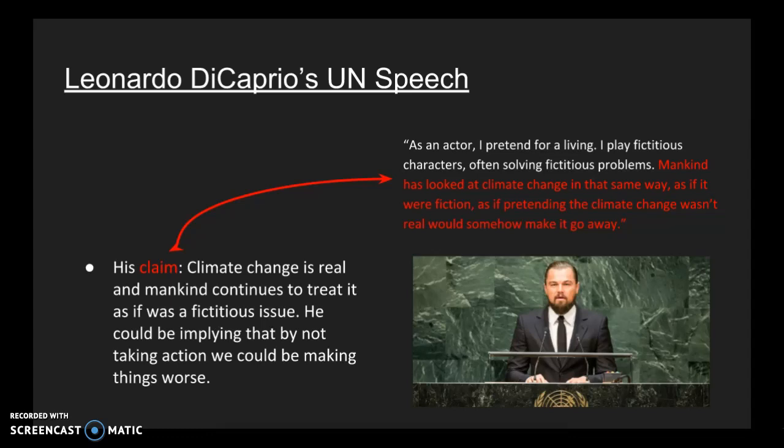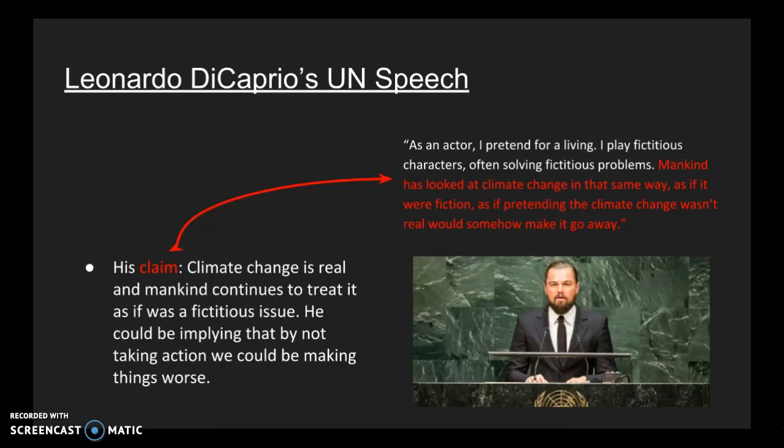If you look on the right side of your screen, you're going to see part of the transcript for his speech, which is: As an actor, I pretend for a living. I play fictitious characters, often solving fictitious problems. Mankind has looked at climate change in the same way, as if it were fiction, as if pretending climate change wasn't real would somehow make it go away.